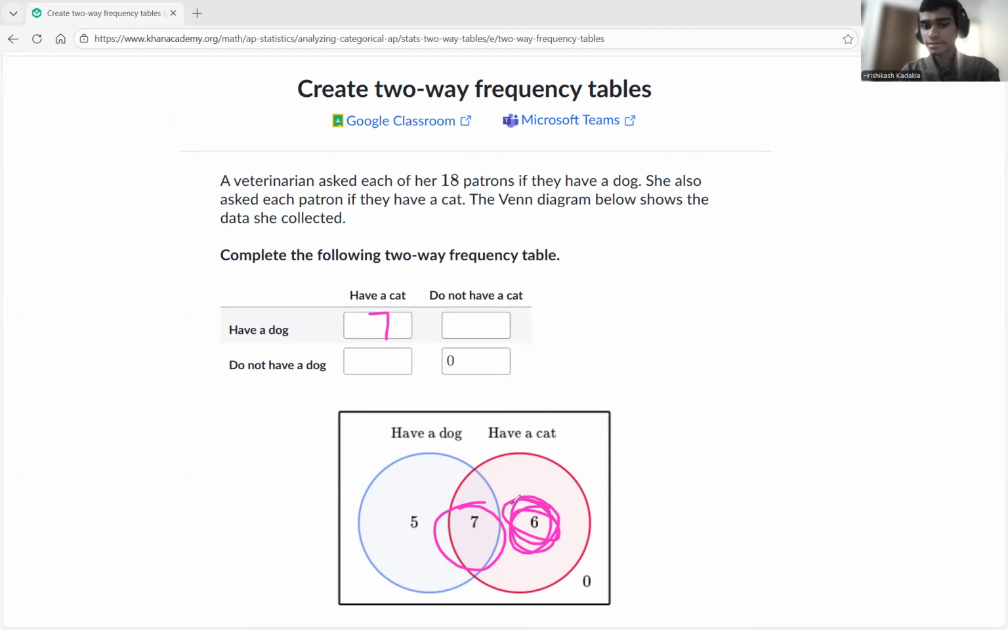So how many people have a cat? There are six. So where should we put the six? Do not have a dog, right? So six over here. Have a cat but do not have a dog. So it matches both. Do not have a cat but have a dog is five, because five just have a dog. And 7 plus 5 is indeed 12. 12 plus 6 is indeed 18.